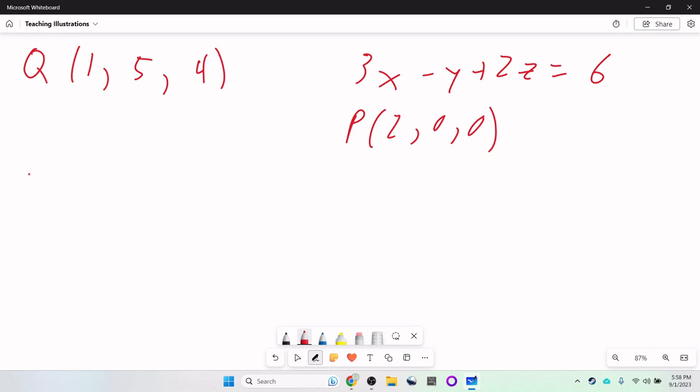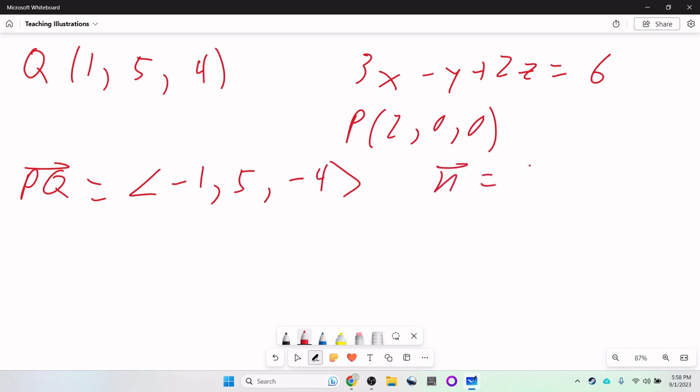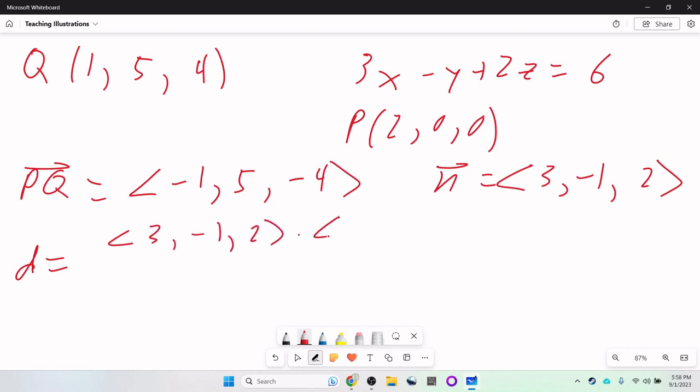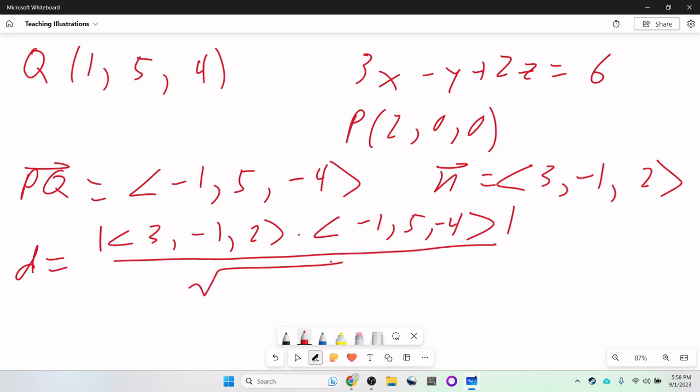So what then is the vector PQ? Well, it's negative 1, 5, negative 4. And the normal vector, we just read off the coefficients of the plane equation, 3, negative 1, 2. So then the distance will be 3, negative 1, 2, dot, negative 1, 5, negative 4, with absolute value if we need it, over the length of n.